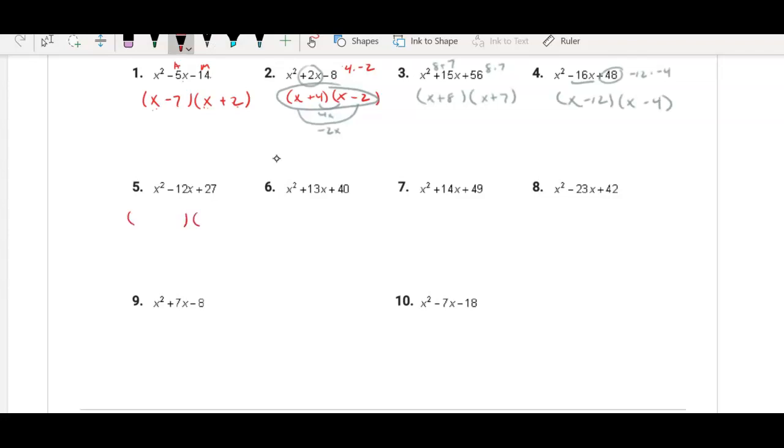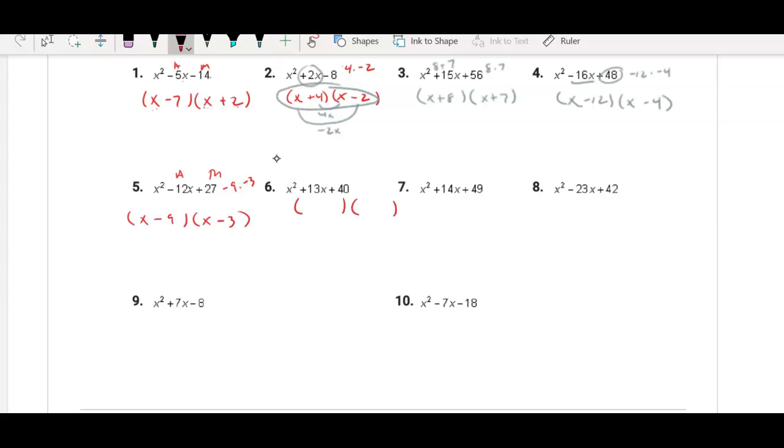Number 5. Right away, I write my binomial factors. x is my first term. What multiplies to give me 27 and adds up to -12? That would be -9 and -3. So (x - 9)(x - 3).